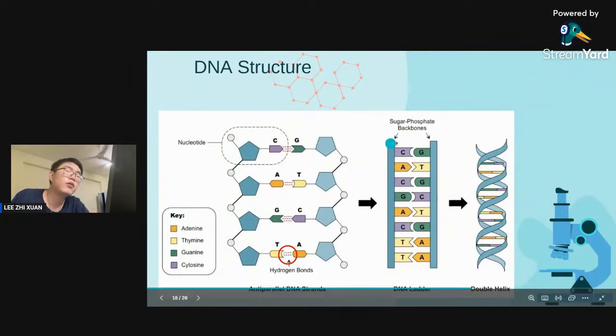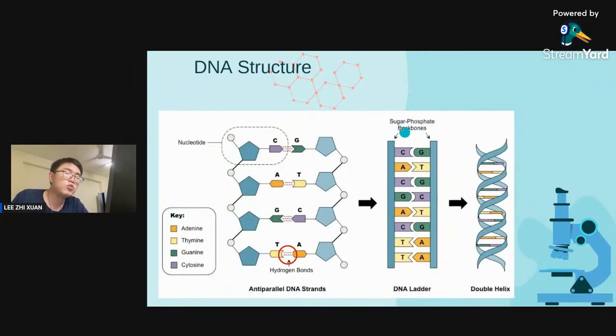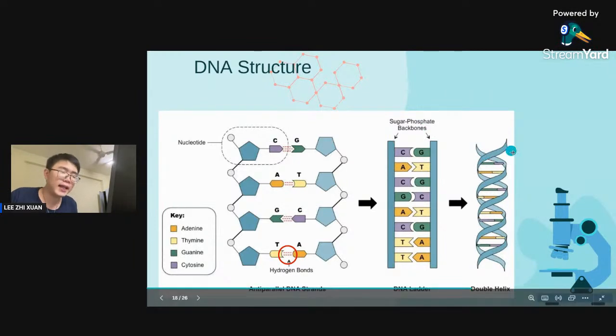So that is what we call the sugar phosphate backbone. Sugar is the pentose sugar, phosphate is a phosphate group, and backbone because it looks like the backbone that provides the support to the nitrogenous bases. So finally it will look like that, the double helix structure. So it is the original DNA structure.